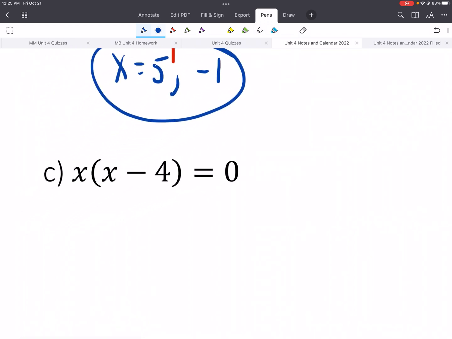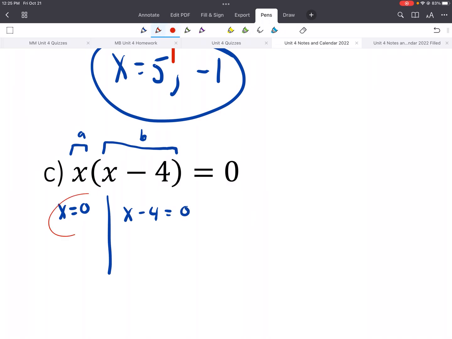Alright, C. This is one that a lot of people forget or struggle with. But again, this is like our a, and this is like our b. So either x has got to be equal to 0, or x minus 4 has got to be equal to 0. This one's already solved. That's one of our solutions, 0. And then here we just need to add 4 to both sides, and our other solution would be x equals 4.